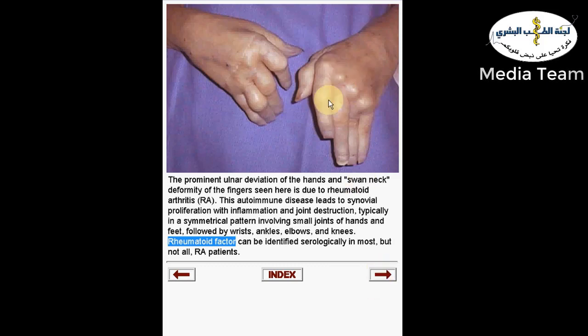It starts with the small joints, but later on it can extend into the large joints. Elbow, knee, shoulder joints, all may be affected, but the most common and the most severely affected are the small joints.